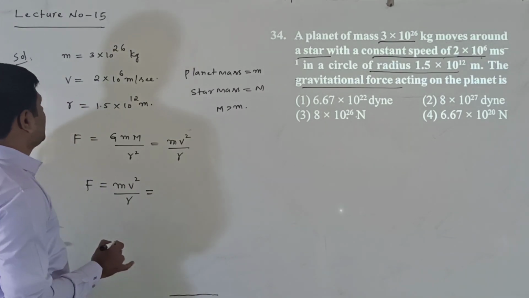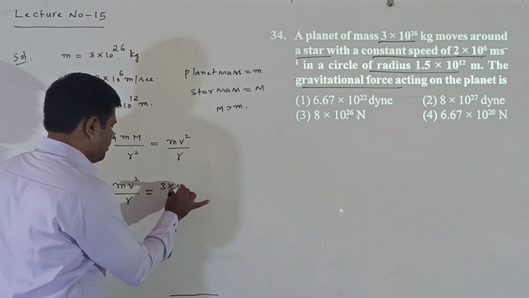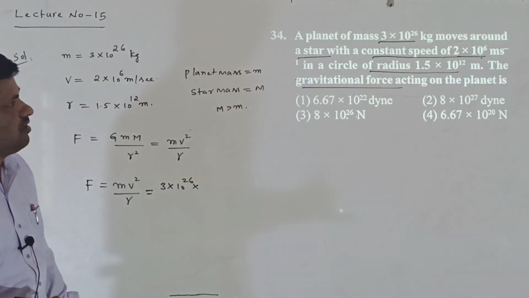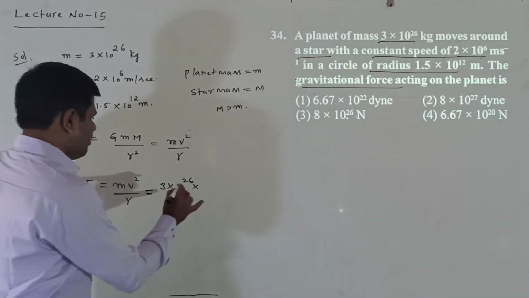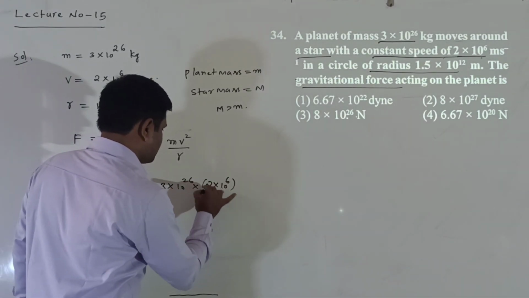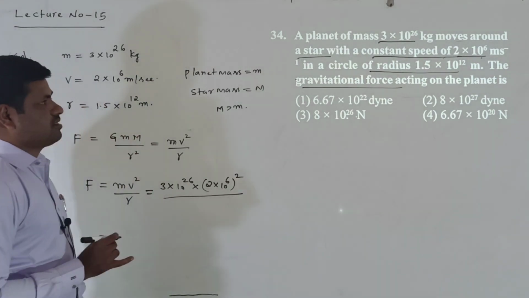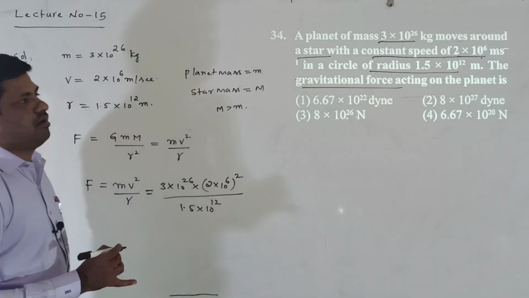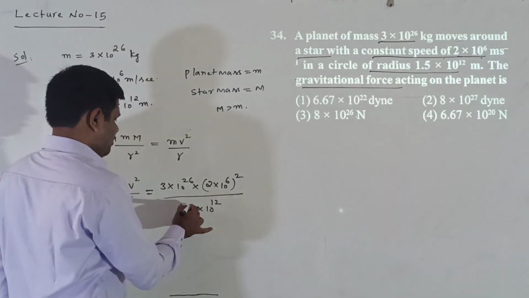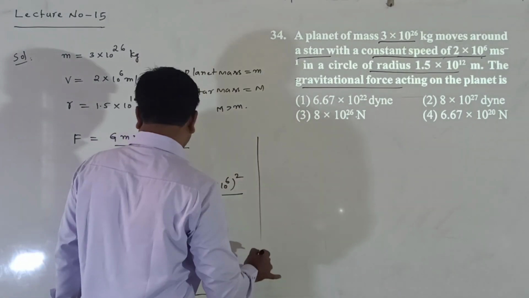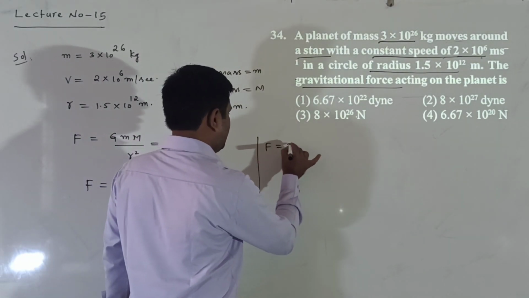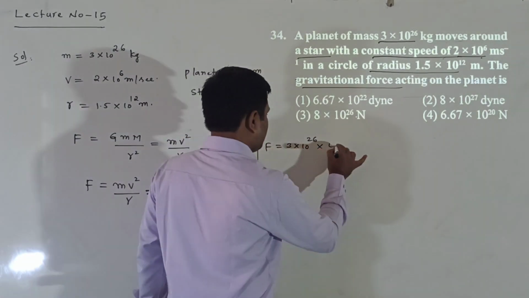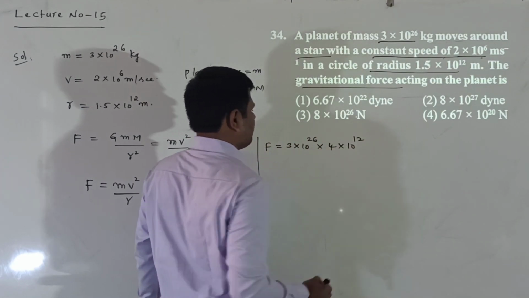So m, the mass of the planet, is equal to 3 into 10 power of 26. That is the mass of the planet, 3 into 10 power of 26. Speed is given, 2 into 10 power of 6 whole square, by radius. Radius is equal to 1.5 into 10 to the power of 12 meters. See here, I am calculating now, force is equal to 3 into 10 power of 26, as usual writing. 2 2s are 4. 10 power of 6 whole square is 10 power of 12.